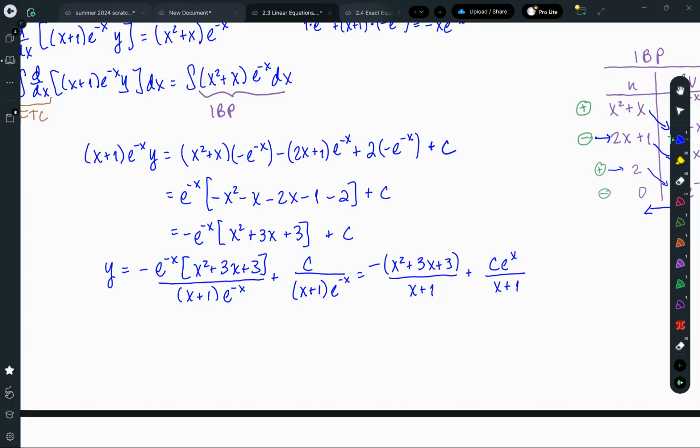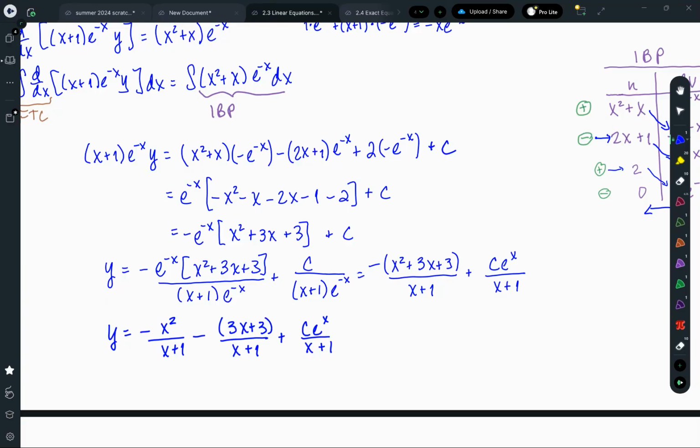Okay, so I have y is equal to, in that first fraction, I'm going to split it up. So I've got a minus x squared over an x plus 1. That very clearly doesn't go to 0. That's going to infinity. Minus, in parentheses, I have a 3x plus 3 over the x plus 1. And then I have a plus c e to the x over x plus 1.